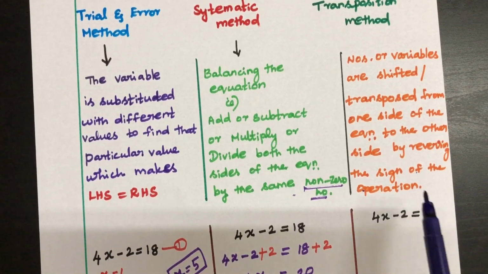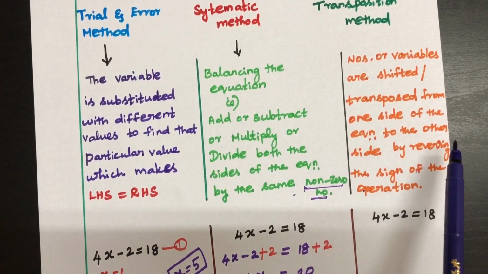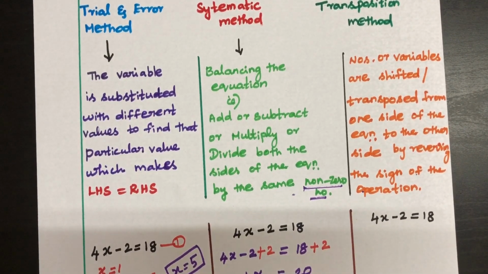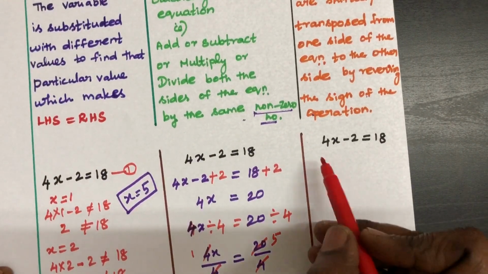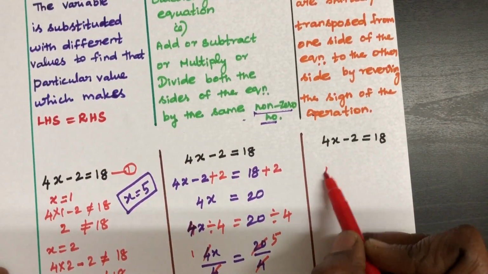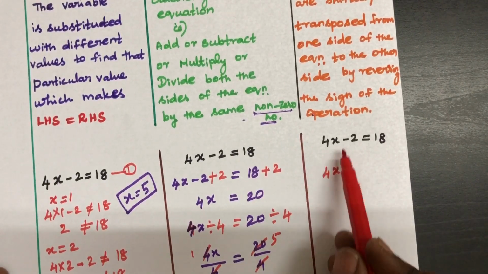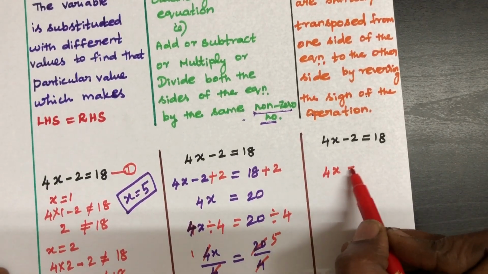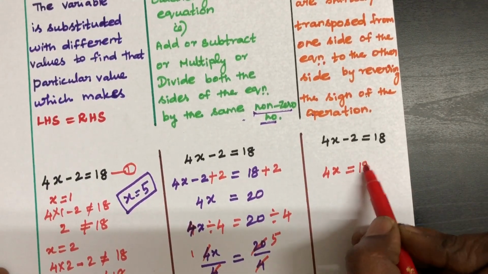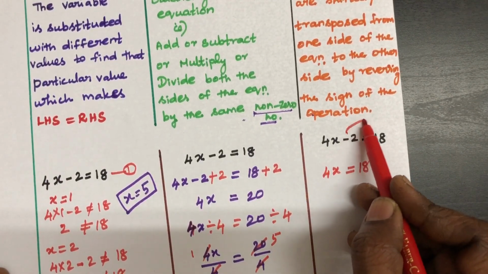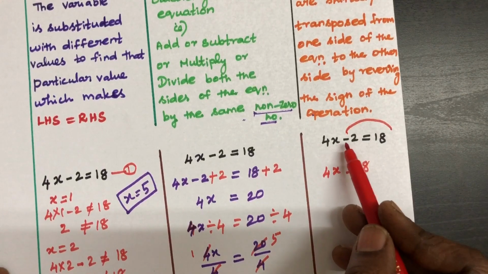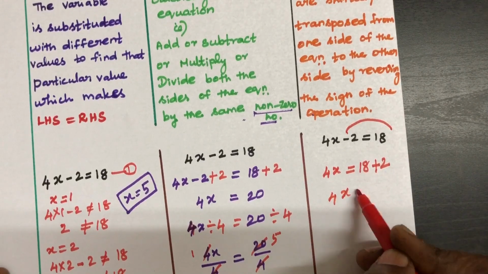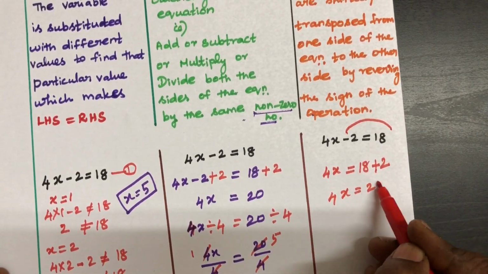We already studied what transposition is in our integer chapter itself. So we will do the same thing here. How to do transposition? It's very easy actually. Here also concentrate on x alone. We want the value of x. So for that, we are going to take all the numbers to the right side. 18 is already here. Now transpose this 2 here. While transposing, this negative becomes positive 2. So 4x equal to 18 plus 2, which is 20.